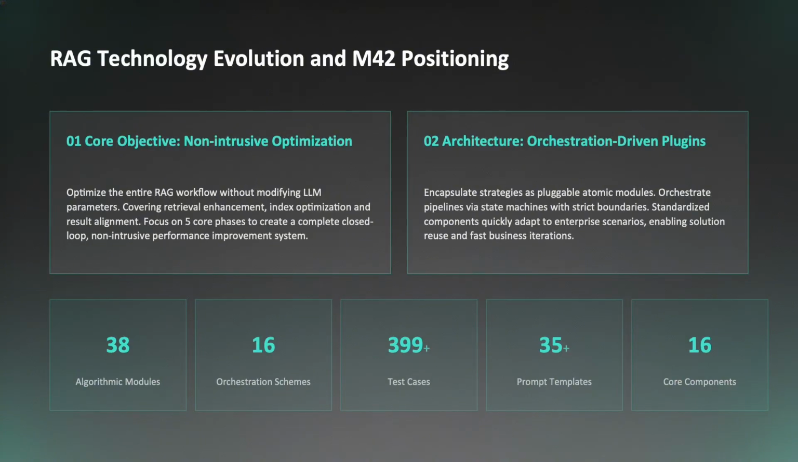Here's a quick overview of our asset scale: 38 algorithm modules, 16 preset orchestration schemes, 399 plus test cases, 35 scene-based prompt templates, and 16 configurable core components. We've covered every link you'll need for enterprise RAG development.